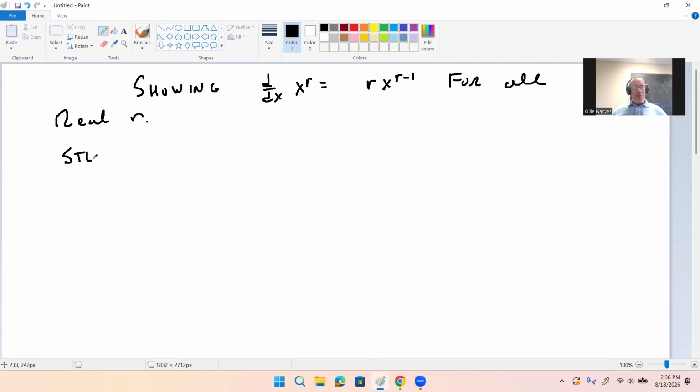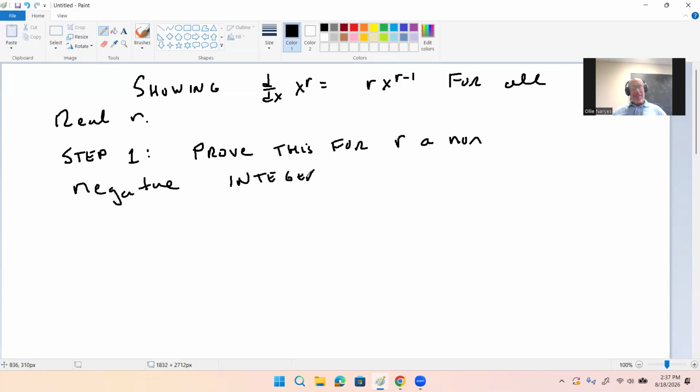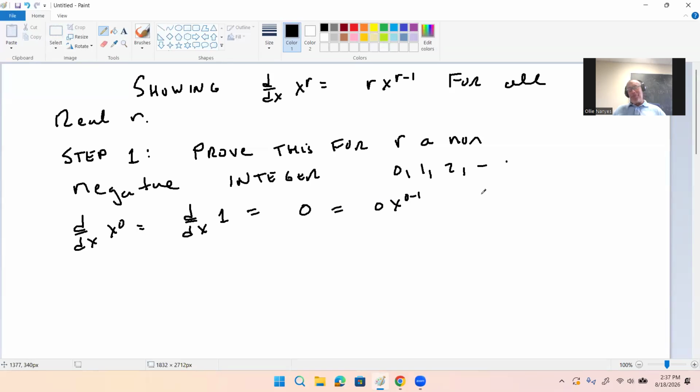So the first step, step one, is to prove this for r a non-negative integer. That is 0, 1, 2, etc. Now, if you wish to take the derivative of x to the 0, that's of course the derivative of 1, because x to the 0 is 1, and that is in fact 0, which is 0 times x to the 0 minus 1, right? So no problems there. Well, I guess you could be pedantic and say that technically 1 over x is not defined at 0, but not too worried about that.